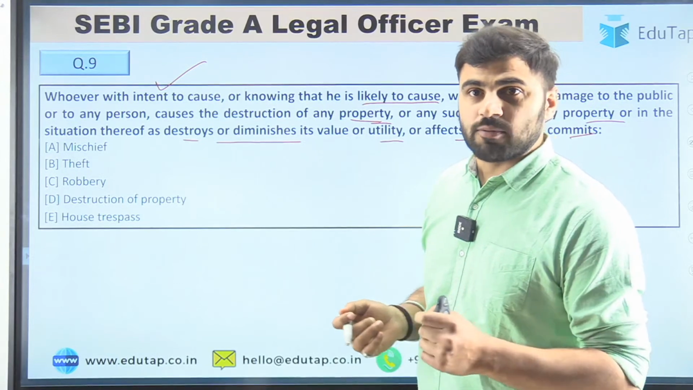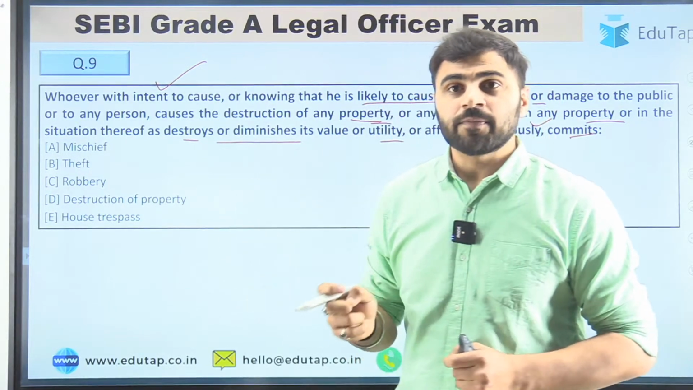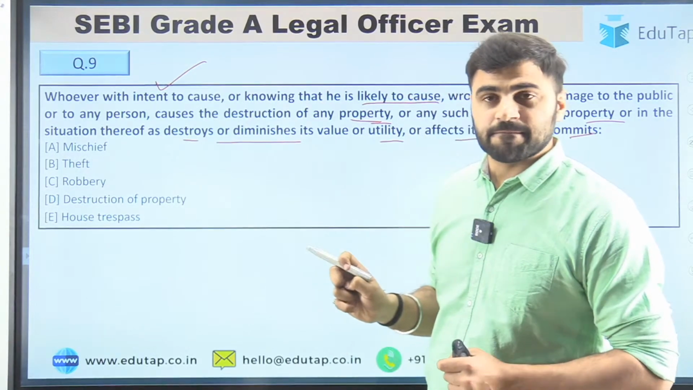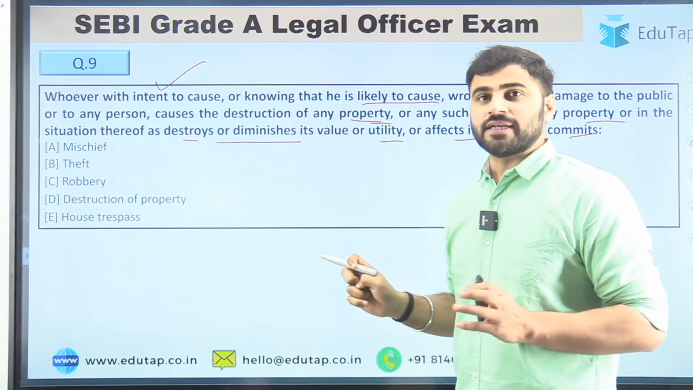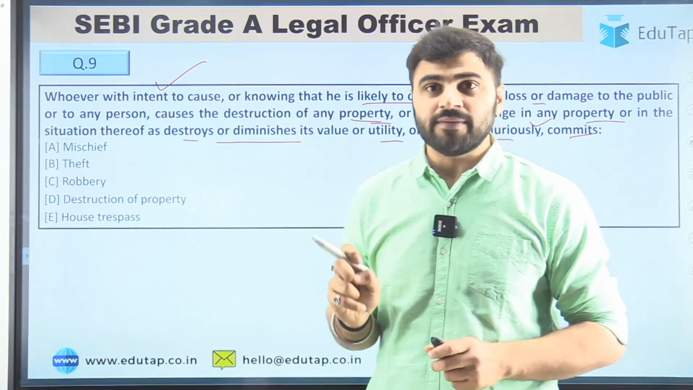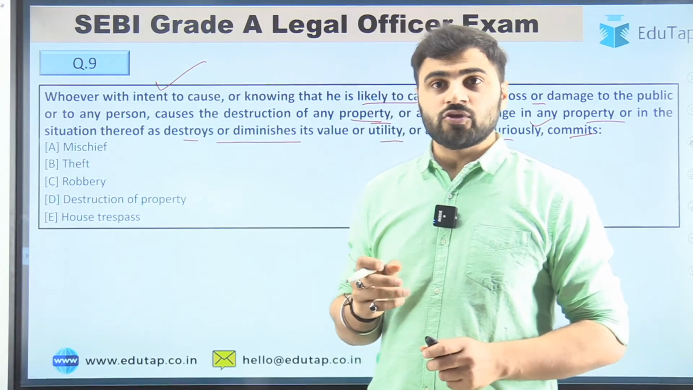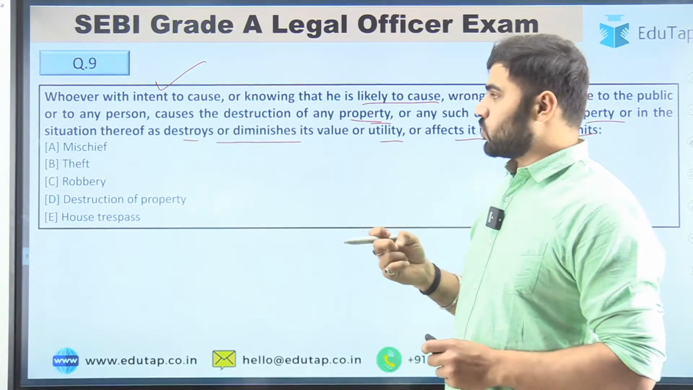Okay, so Agni is saying option number A, mischief. Kavita is saying option number A. Saloni is saying option number A. Great, guys, you all have to participate. Tell me the right answer for question number 9. Piyush is saying option number D, that is destruction of property. Okay, Piyush Gupta, you are saying D as well as A also.